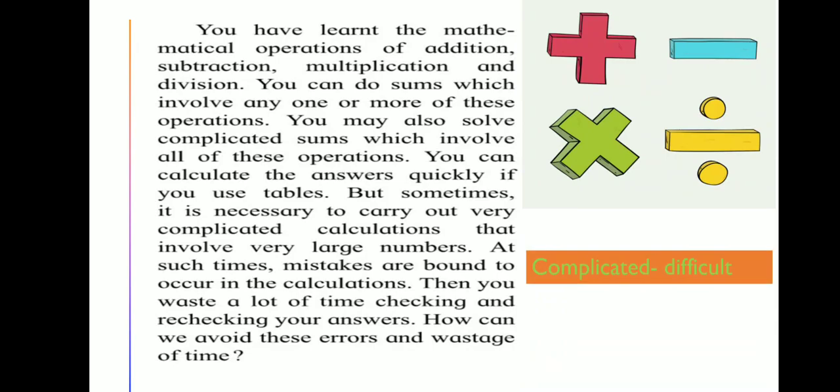But sometimes it is necessary to carry out very complicated calculations that involve very large numbers. Very large numbers means big numbers. At such times, mistakes are bound to occur in the calculations. Bound means tend to happen. Then you waste a lot of time checking and rechecking your answers. How can we avoid these errors and wastage of time? Errors means mistakes.